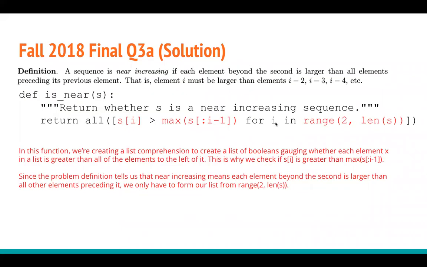And then for what i do we want to check? Well, we don't have to check the first element because there's nothing before it. And we also don't need to check the second element because there's only one thing before it, and that one isn't counted when we're talking about near increasing. So we start from the third element, which is the element at index 2, and we go to the end of the list. Any questions about this one?